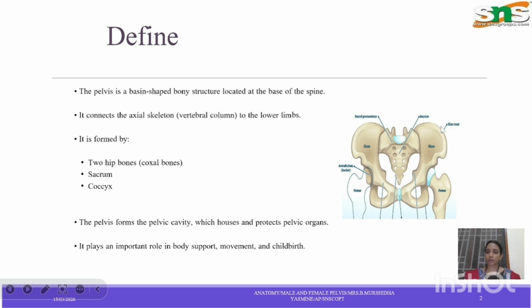You can see in this picture, this is the pelvis. This pelvis forms the pelvic cavity, inside which houses and protects the vital pelvic organs of the human body. It plays an important role in body support, movement and, most importantly, childbirth.